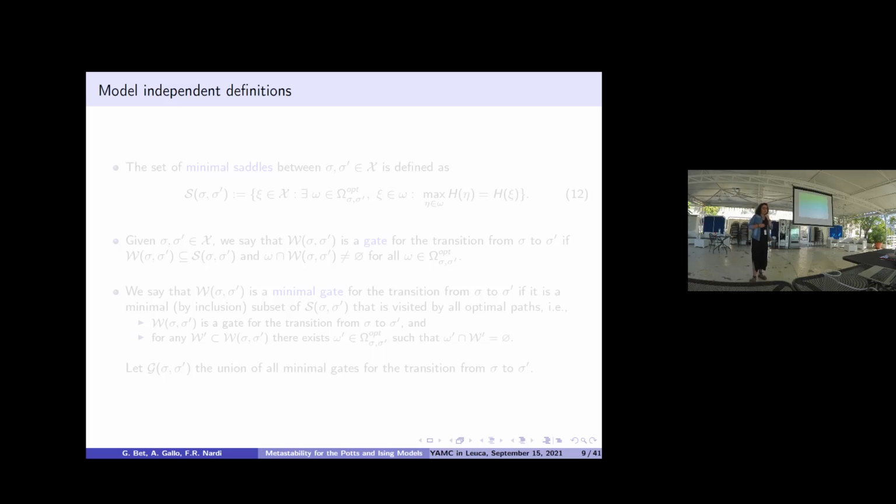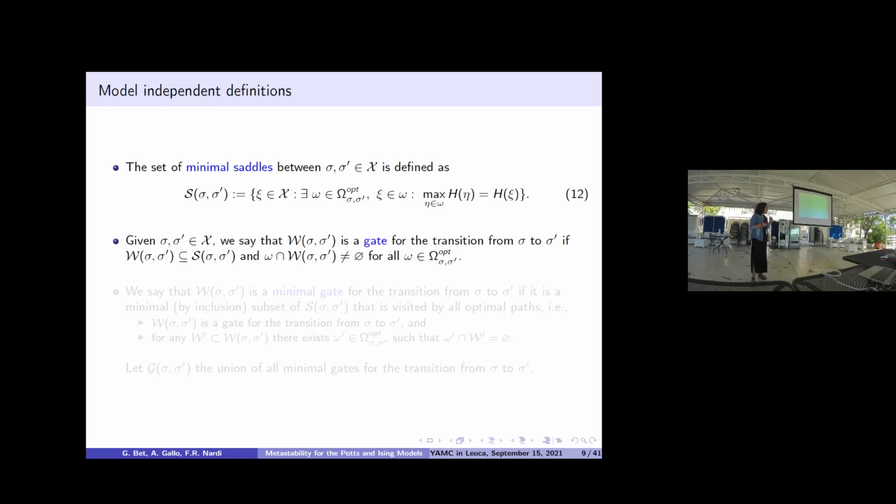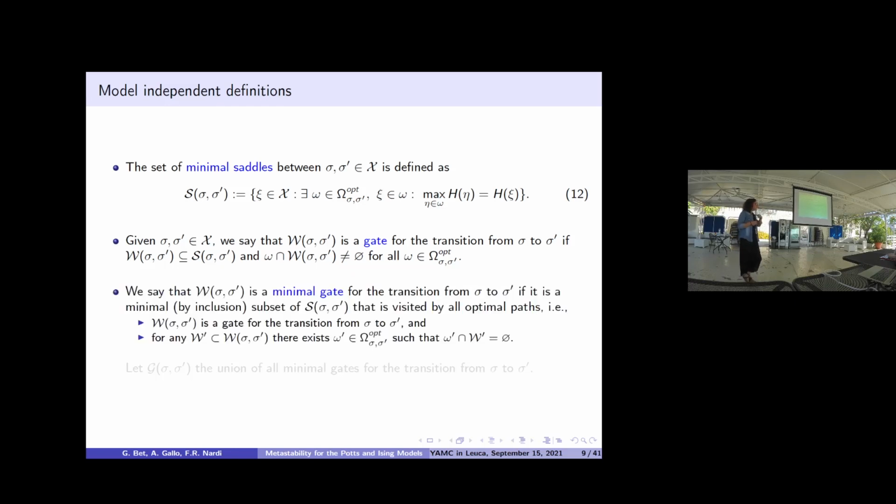The last model-independent definitions that I introduced are the following. For any pair of configurations sigma and sigma prime, we define the set of minimal saddles between sigma and sigma prime, the set of those configurations that belong to at least one optimal path between sigma and sigma prime, and these configurations have energy equal to the communication energy between sigma and sigma prime. For any sigma, sigma prime, we define W as a gate if this set is a subset of the minimal saddles between sigma and sigma prime, and if this set is intersected by every optimal path between sigma and sigma prime. Among all the gates between sigma and sigma prime, we call minimal gate a minimal by inclusion subset of the minimal saddles. And we call G sigma sigma prime the union of all the minimal gates.